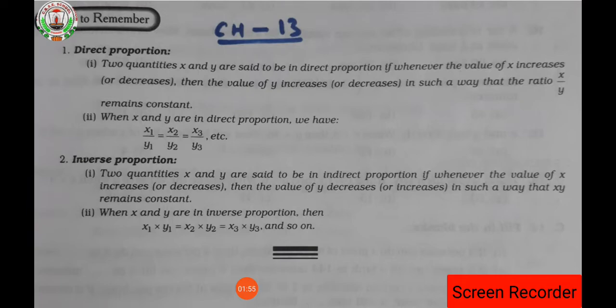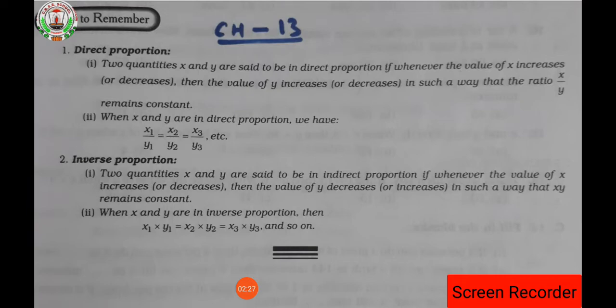It says that if x and y are the two quantities and the value of x increases, that means the value of y will decrease. And if the value of x decreases, the value of y increases. It is just opposite of the direct proportion. In direct proportion, when x increases, y also increases, but in inverse proportion, when x increases, y decreases. Remember, okay.